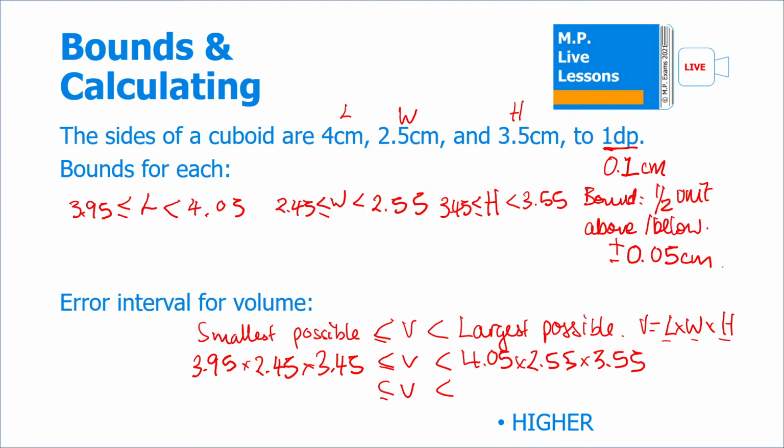So if you do the maths and use the calculator, what you'll eventually get is, for the largest value, 36.6 cubic centimeters. And just remember, I'll round everything to 3 significant figures. Whereas the smallest possible value is going to be 33.4.